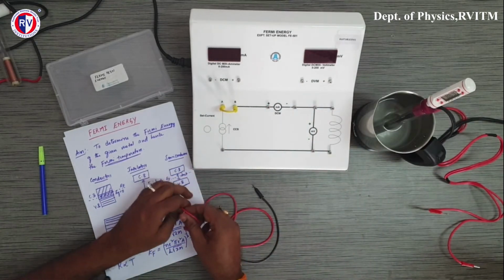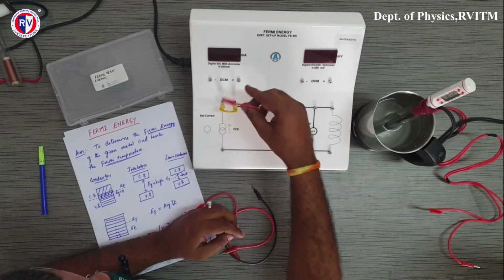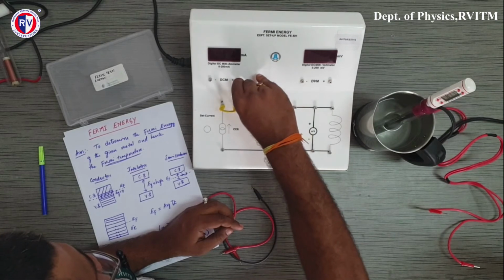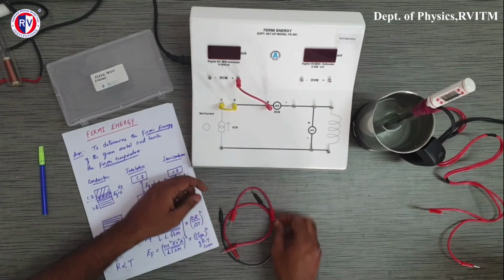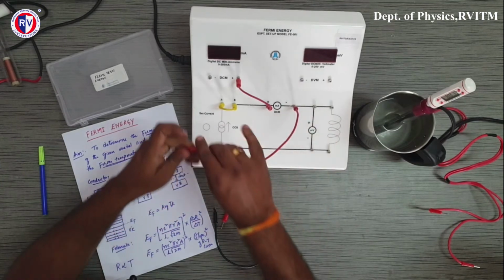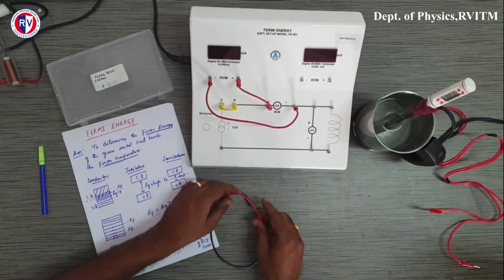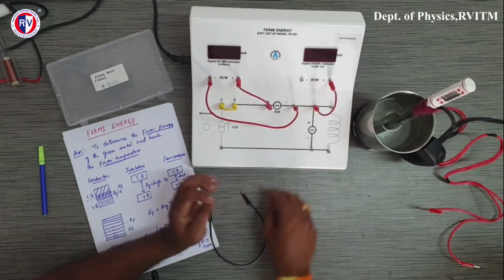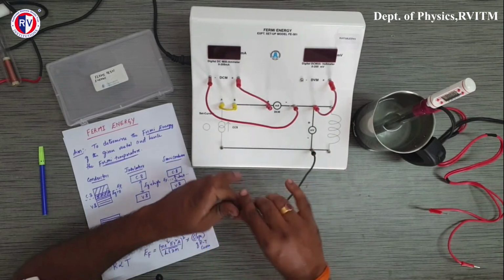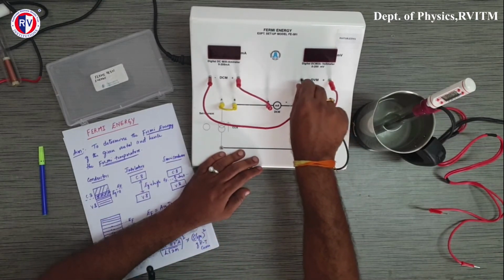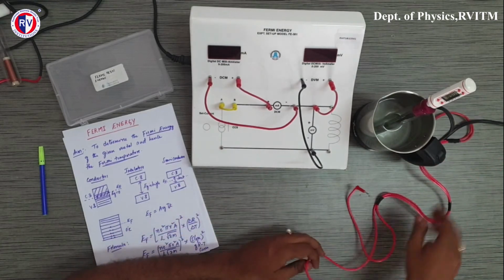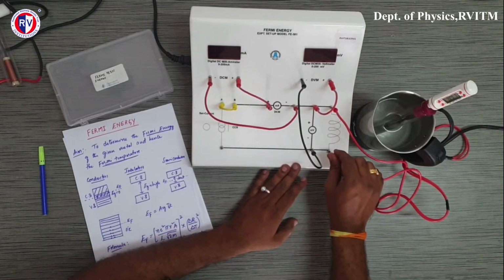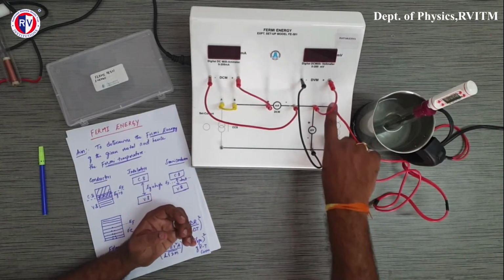Now, the positive of the milliammeter is connected to here. The negative of the milliammeter is connected to the negative here. Then the positive of the millivoltmeter is connected to positive, and negative is connected to negative. This coil has two terminals, so we will connect these two terminals here. It means we have connected the coil across these terminals.